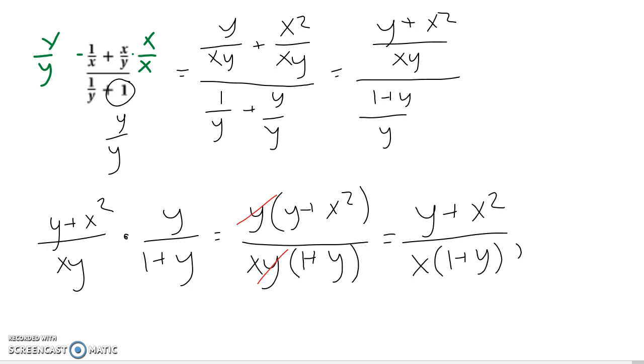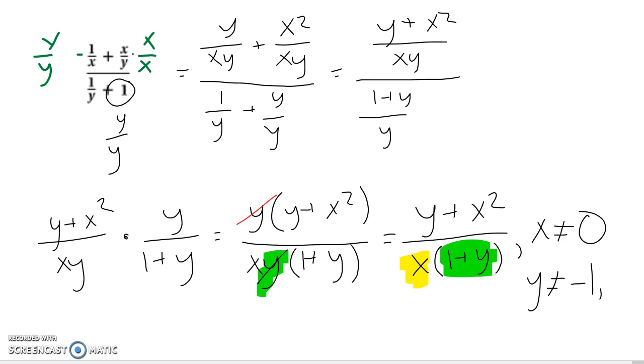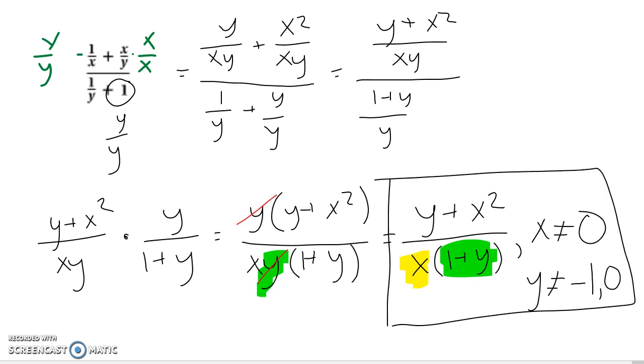We need to specify our domain for both x and y. So x cannot be 0 because of the x in the denominator. And y cannot be -1 because of the 1 plus y in the denominator. And y also cannot be 0 because of the y that we canceled out. So our final answer is y plus x squared over x times 1 plus y, where x can't be 0 and y cannot be -1 or 0.